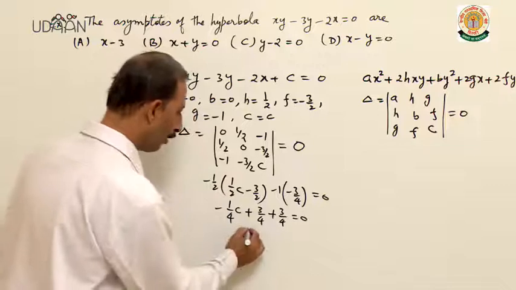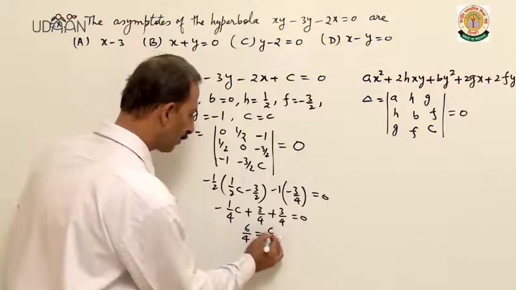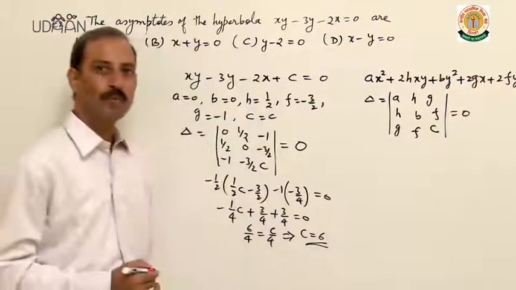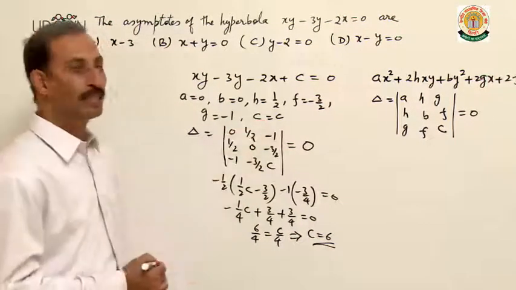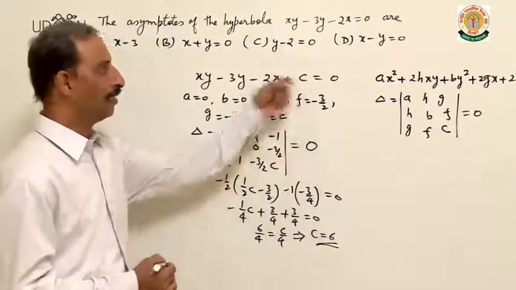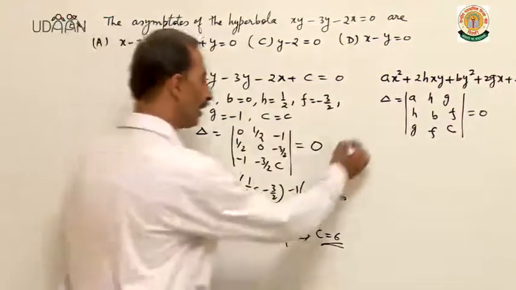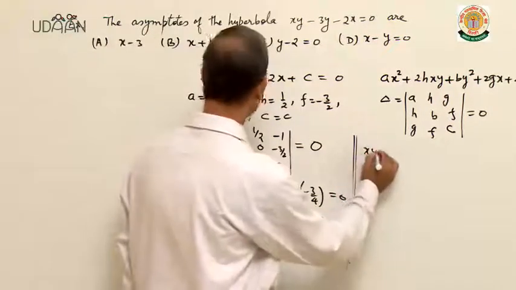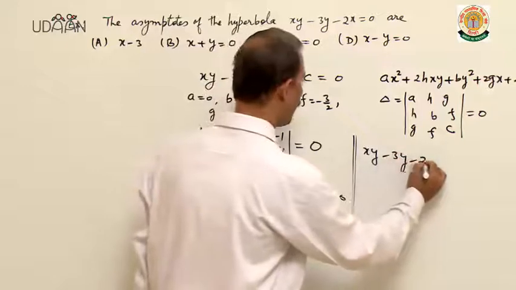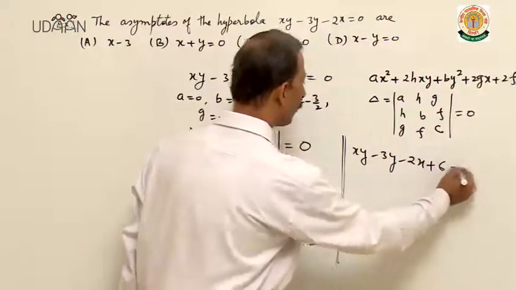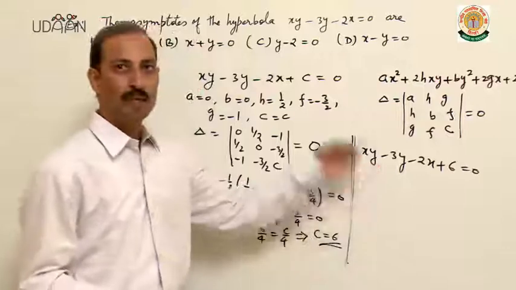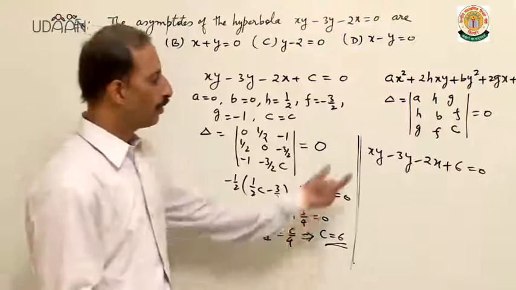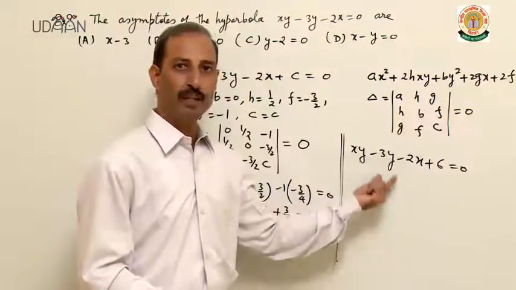So the value of c is, you can see, c is 6. You got the value of c as 6. Now put the value of c here. So what is the combined equation of asymptotes? xy minus 3y minus 2x plus 6 equals 0. That is the equation. But in the options they have given single straight lines. So it means you have to factorize and find out the equations separately.